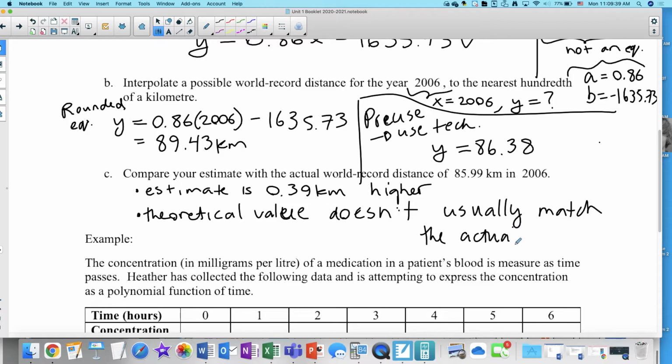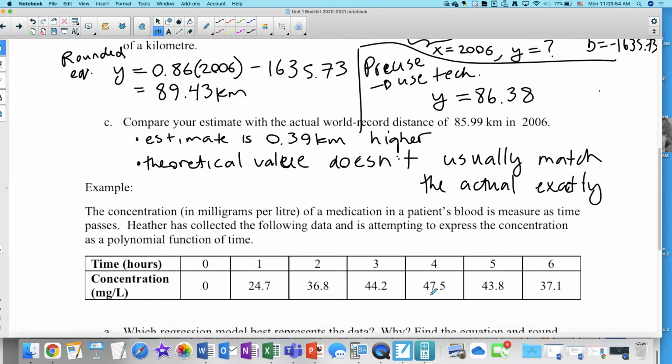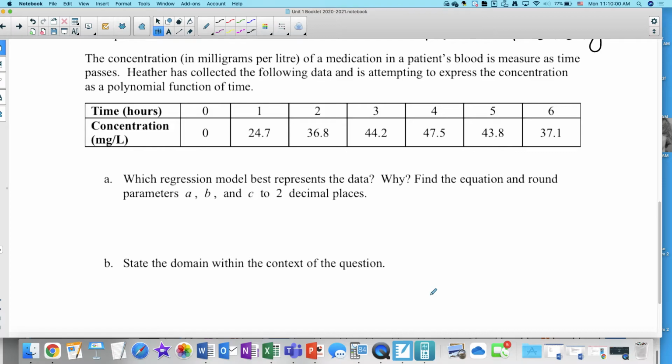You ready to do another one? Okay. So the concentration in milligrams per liter of a medication in a patient's blood is measured as time passes. Heather has collected the following data and is attempting to express the concentration as a polynomial function of time. Okay, so here is the data.